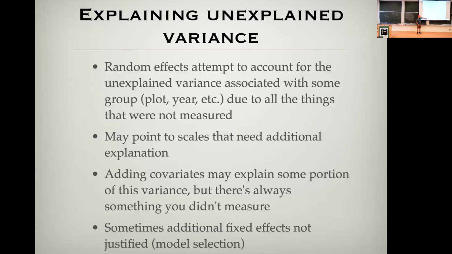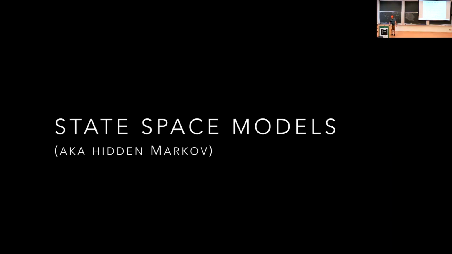Sometimes additional fixed effects are not justified. Sometimes I know an x that matters, but model selection says I'm better off just treating that as random, because it's contributing so little to the model that the uncertainty it's introducing is greater than the variability it's trying to explain.